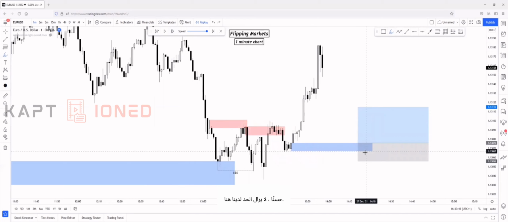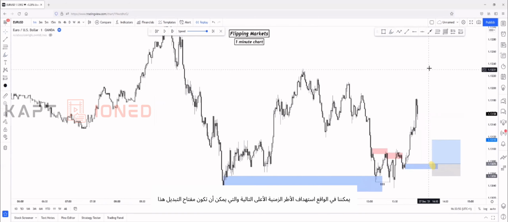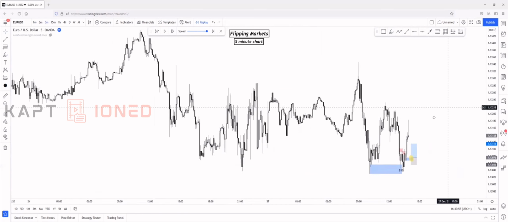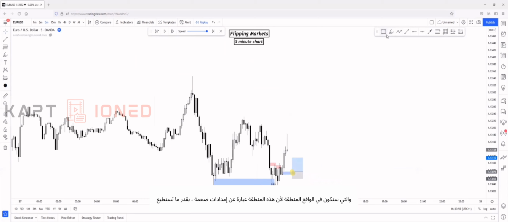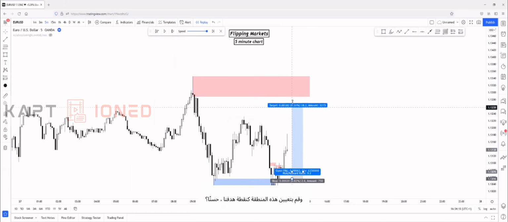Okay, our limit is still here. We can actually target the next higher time frame zone, which could be, let's switch to the 5-minute chart, which could be actually this zone, because this zone is a huge supply zone, as you can see. So I will just mark this supply zone out and set this zone as our target point.